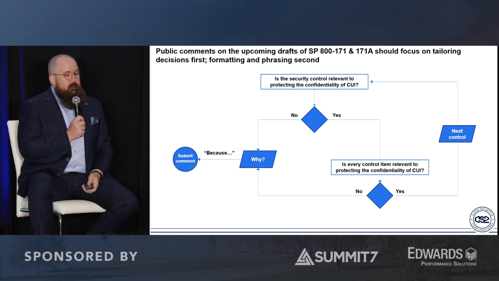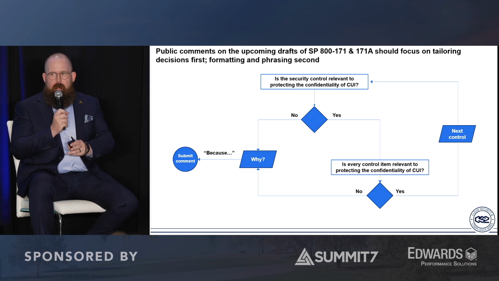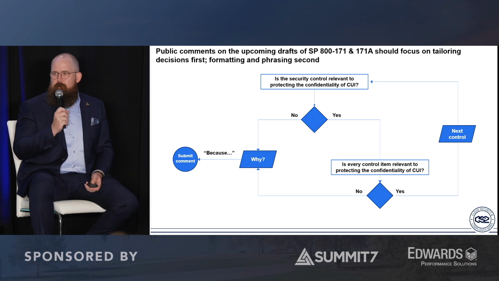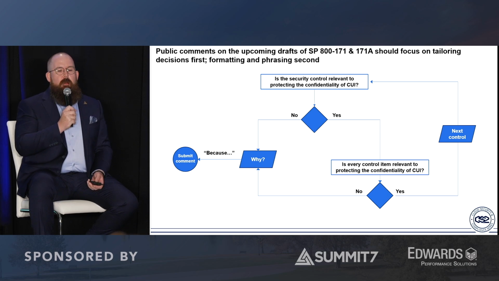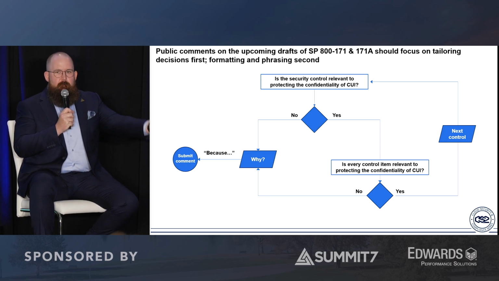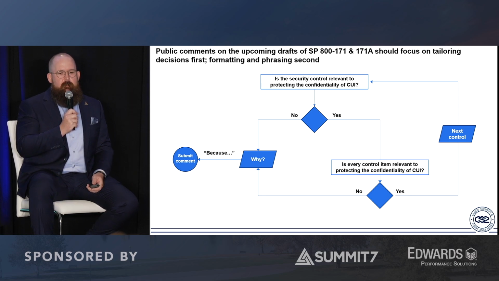Okay. So like we said, here's a handy dandy flow chart. When the next draft comes out and you look at the previous chart with the draft, if that color is purple, the question to ask yourself is, is the security control that you are looking at relevant to protecting the confidentiality of CUI? If not, then why? And your public comment to NIST should say, this control is not relevant to protecting CUI confidentiality because something. What is the reason why it is not relevant to protecting the confidentiality of CUI?